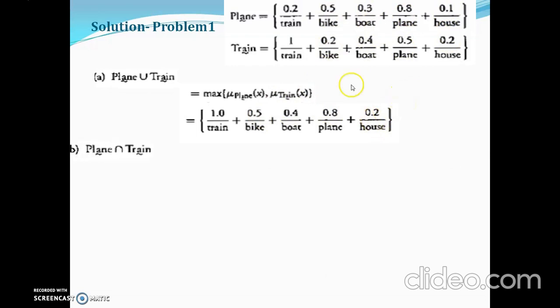Second function we have to calculate is intersection. Intersection always prefers the minimum value from these two memberships. So the minimum values are 0.2, 0.2, 0.3, 0.5 and 0.1.